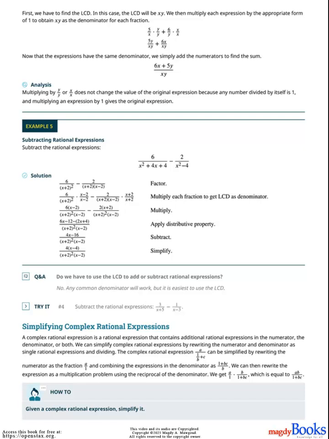The complex rational expression a divided by (1/b + c) can be simplified by rewriting the numerator as the fraction a/1 and combining the expressions in the denominator as (1 + bc)/b. We can then rewrite the expression as a multiplication problem using the reciprocal of the denominator. We get a/1 · b/(1 + bc), which is equal to ab/(1 + bc).